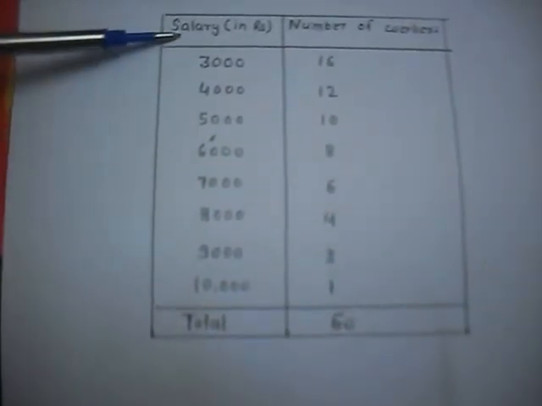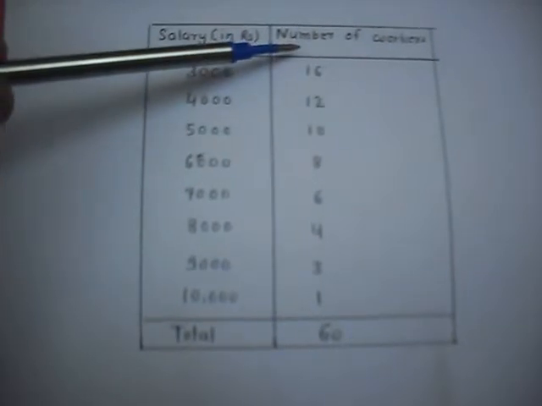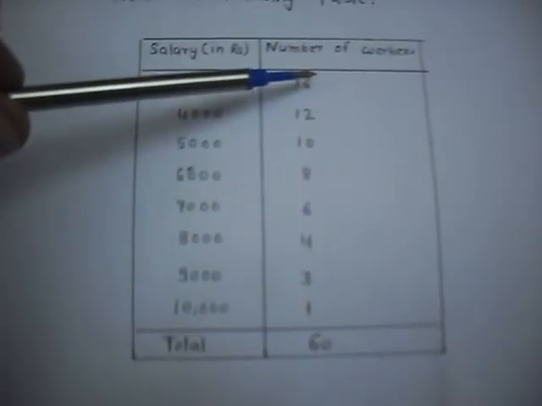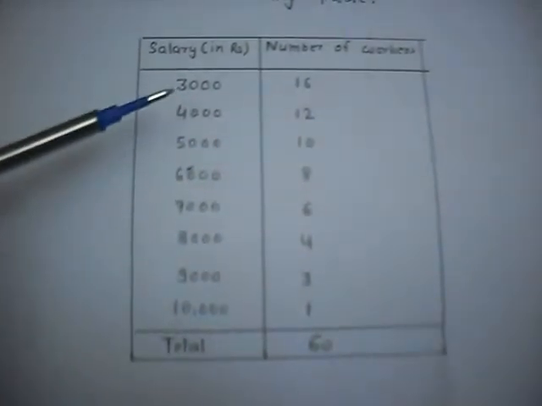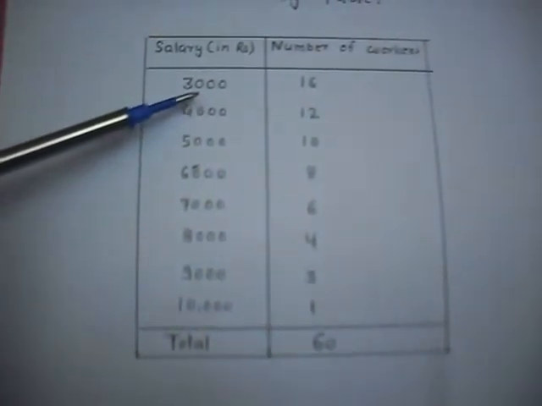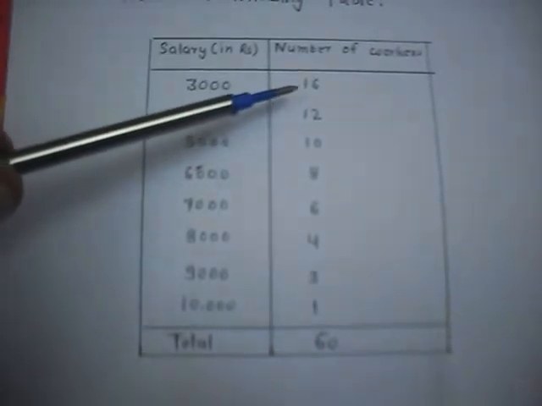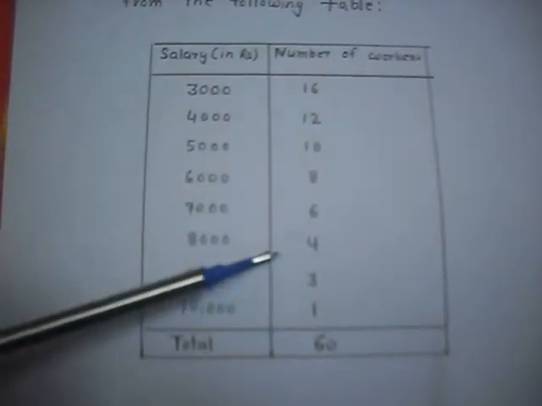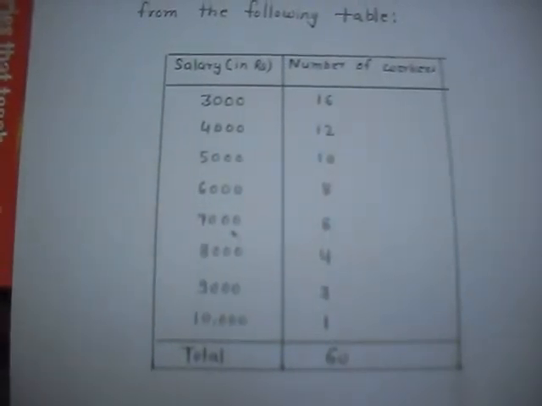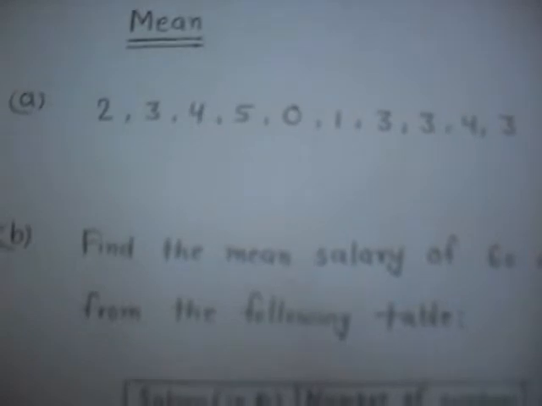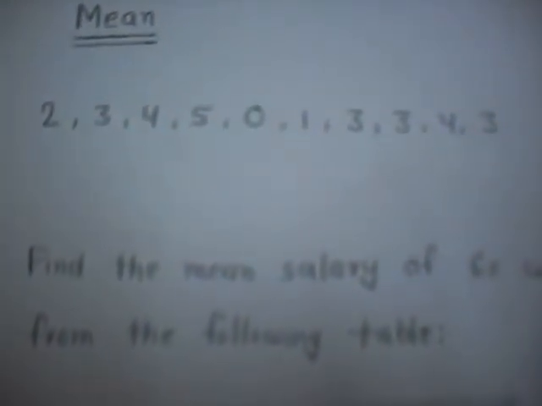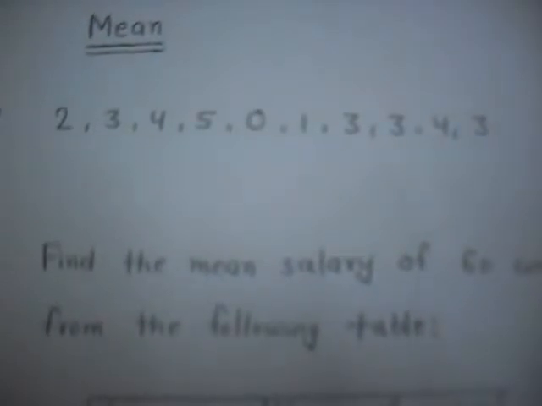Here this is the salary, and these are the number of workers. So actually this salary, 3,000, is of 16 workers. This type of table is given. We will learn how to find the mean in both tables one by one. First we are discussing table number 1, this table 2 3 4 5 0 1 3 3 4 3. How to find the mean of this table.